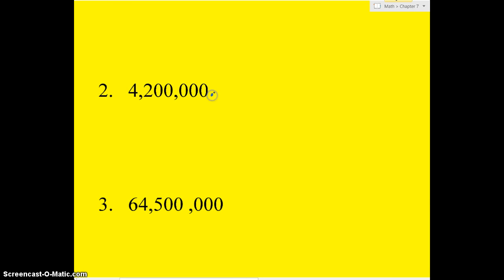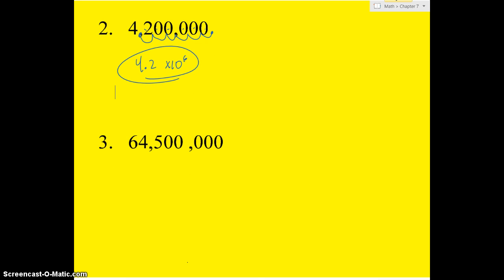Let's take a look at number 2. 4,200,000. Let's take the decimal to make it a number between 1 and 10. 1, 2, 3, 4, 5, and 6. That makes it 4.2 times 10 to the 1, 2, 3, 4, 5, 6. And there we have it.